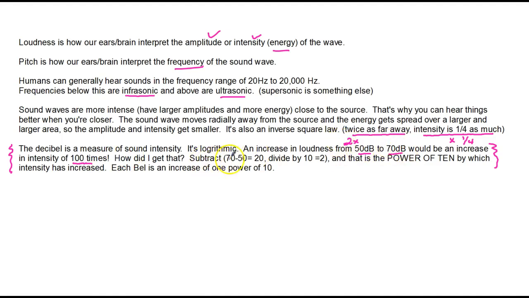Well, how did I get it? 70 minus 50, the difference in decibels is 20 decibels. Well, a decibel, that's 1/10 of a bell. The bell's the actual unit. And so divide by 10 to get bells, and that's 2 bells. And each bell is a power of 10 difference in sound. And so that means it is 10 to the second times louder, or 100 times louder.